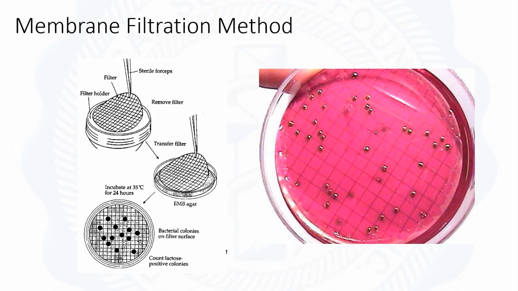In this step, the petri dish is incubated for 24 to 48 hours at 35 to 37 degrees Celsius. And when there is growth of colonies, these are then counted using a colony counter with the aid of a microscope.